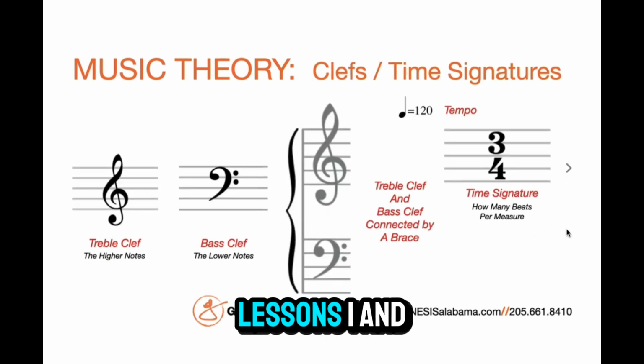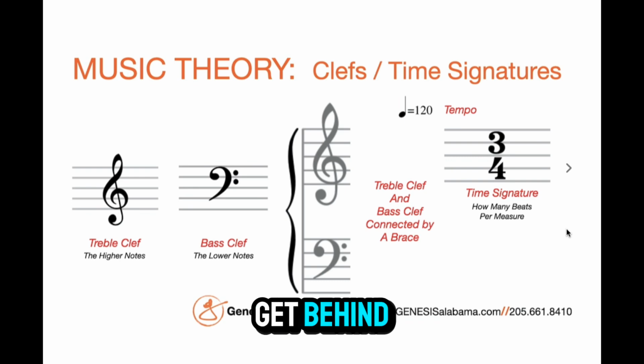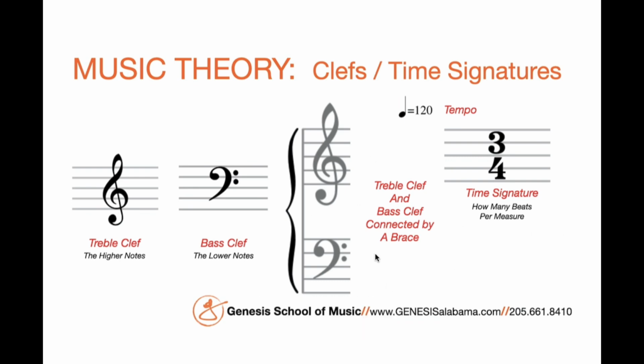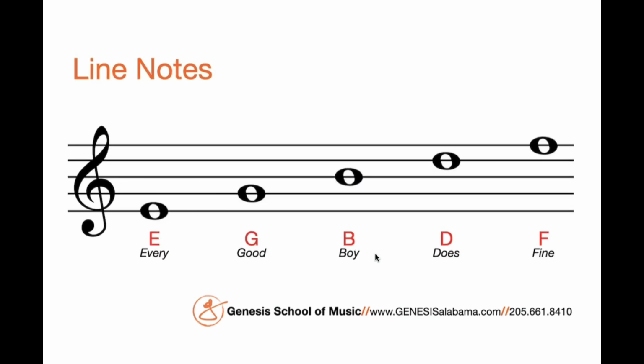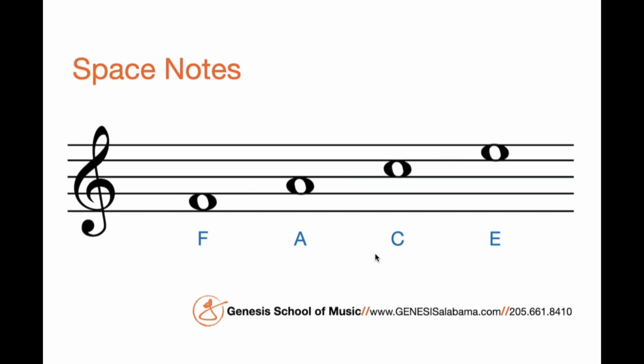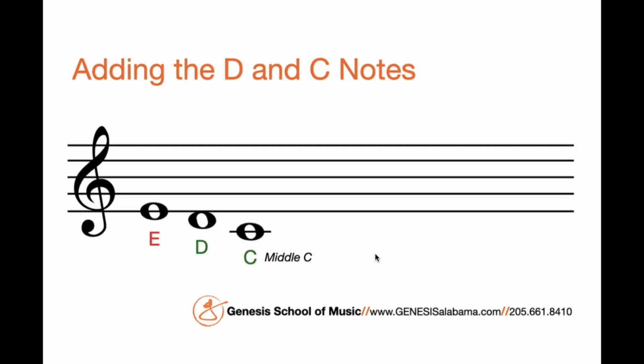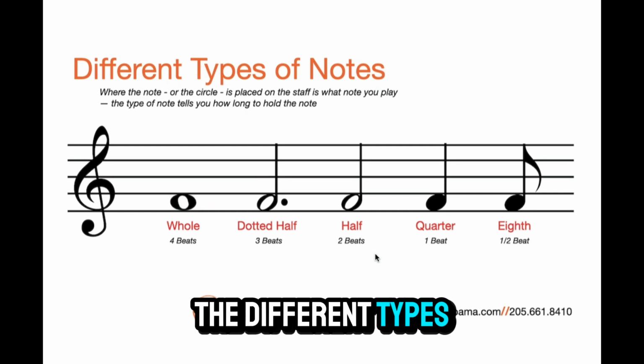Please check out lessons 1 and 2 because we don't want you to get behind. Here's kind of everything. We talked about that. Lesson 2, we talked about the line notes, the space notes. Here they are together. We talked about every good boy does fine on the line, and FACE, spaces. Faces are always in the spaces, what we talk about around here. And here's the notes as they go lower. Today we're going to be talking about the different types of notes.